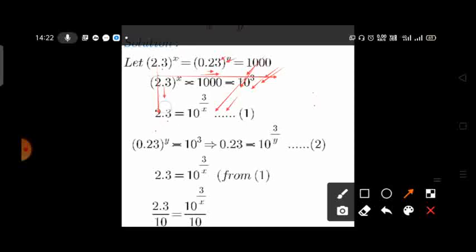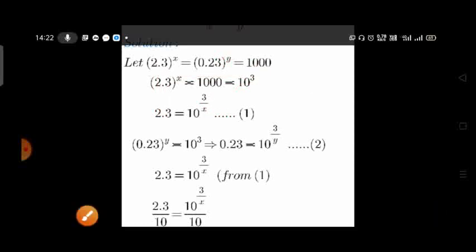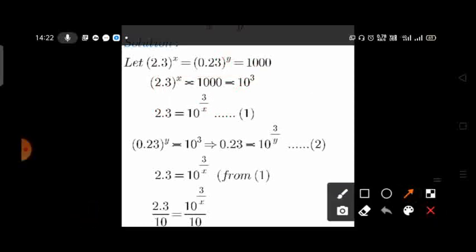So 2.3 will be here. In the same way here 3 into 1 by x, 3 by x will be made. So 2.3 is equal to 10 power 3 by x has come. So this is the first equation. And then we are taking the second one: 0.23 whole power y is equal to 1000.